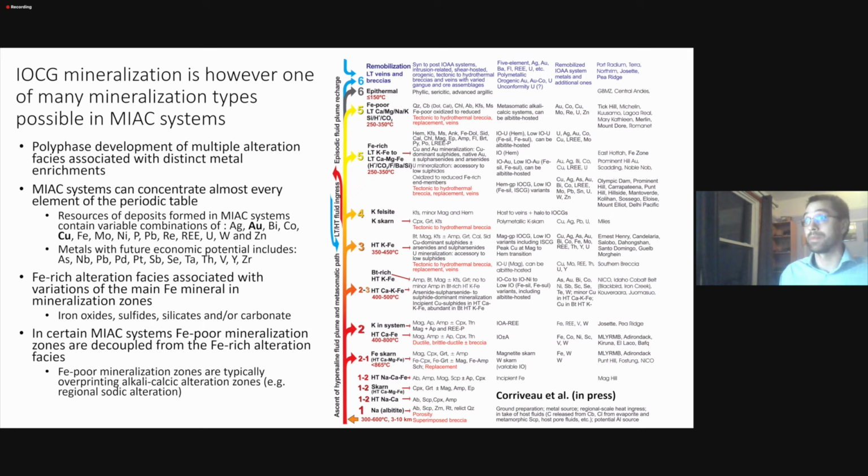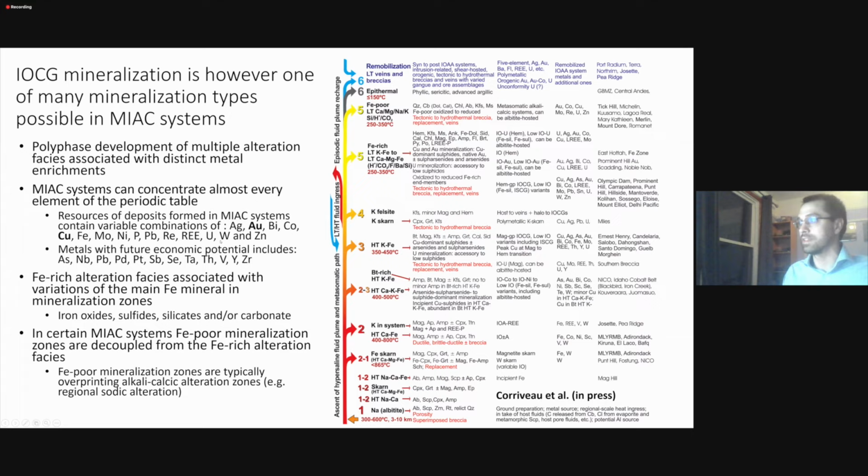And what is driving this metal diversity in these hydrothermal systems? It's really because we have the polyphase development of multiple alteration facies. And then each of these alteration facies will come with their own distinct metal enrichment. Some of them may not have metals, like the sodic alteration stage, but most of the others will come with a certain contribution to the metal endowment of these systems.